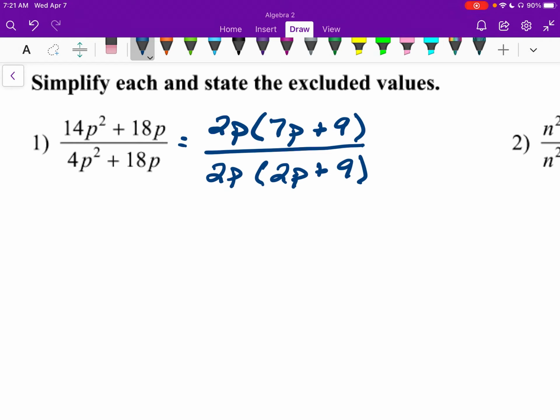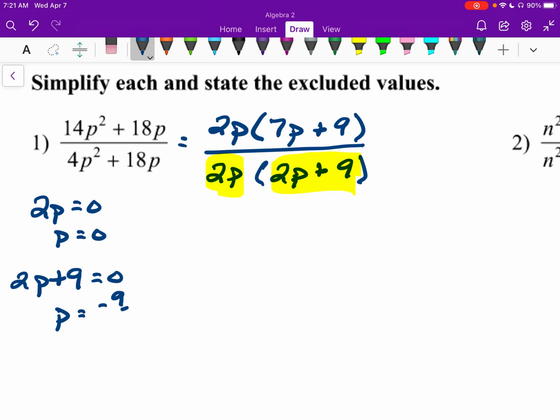Now that we're factored, we can say, well, this could go 0, right? Because that p could be 0. Or this could go 0. And we need to find what both of those would be. So we could say, well, 2p is 0. Well, that's when p is 0, right? That's really easy. The other one would be 2p plus 9 is 0. So p would be negative 9 halves.